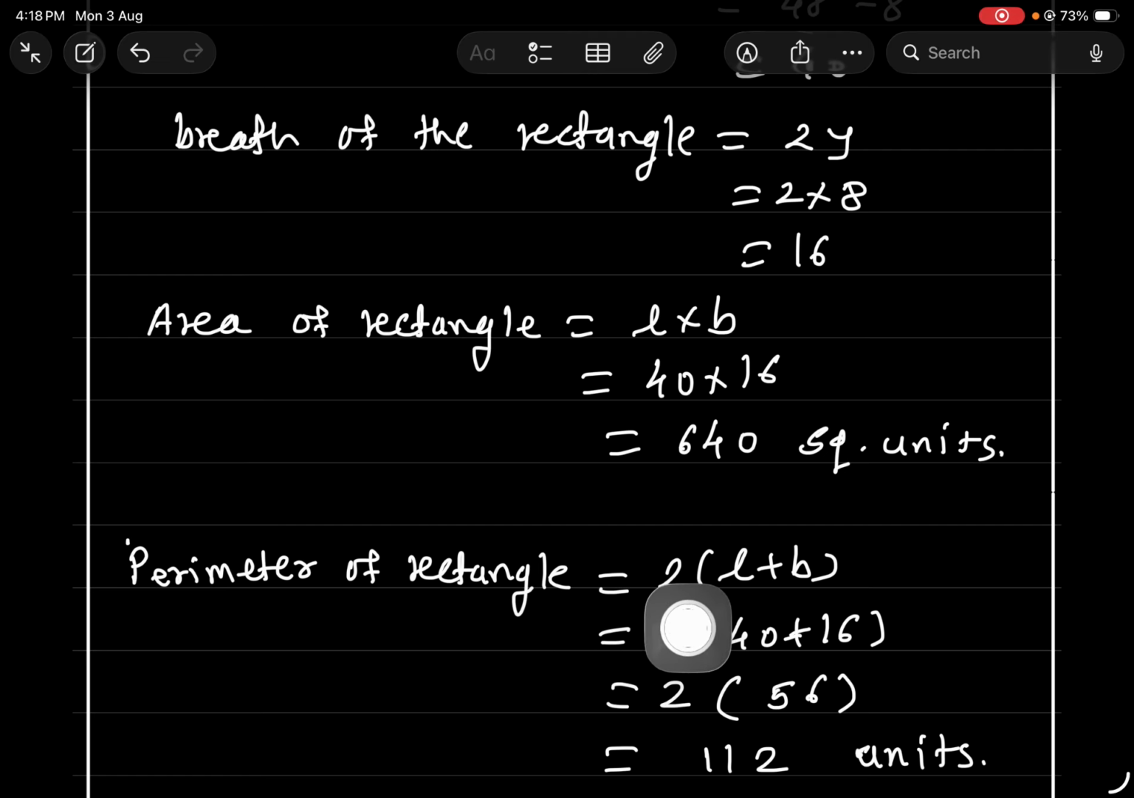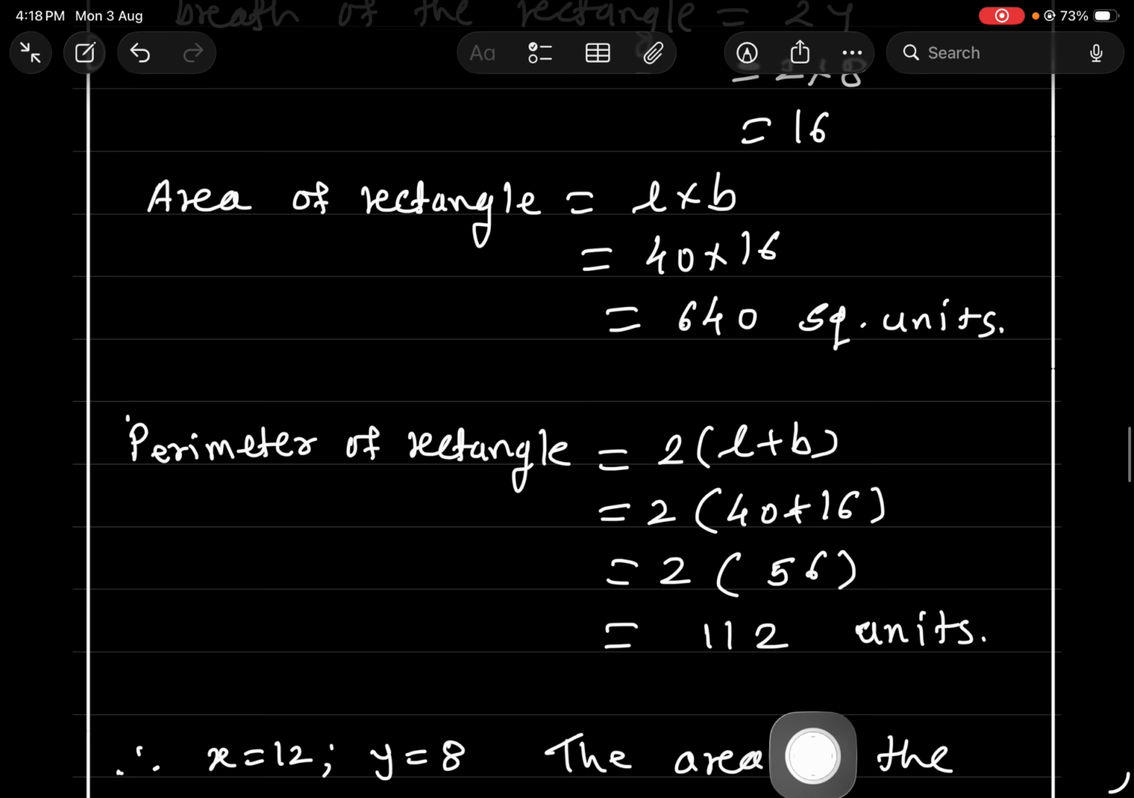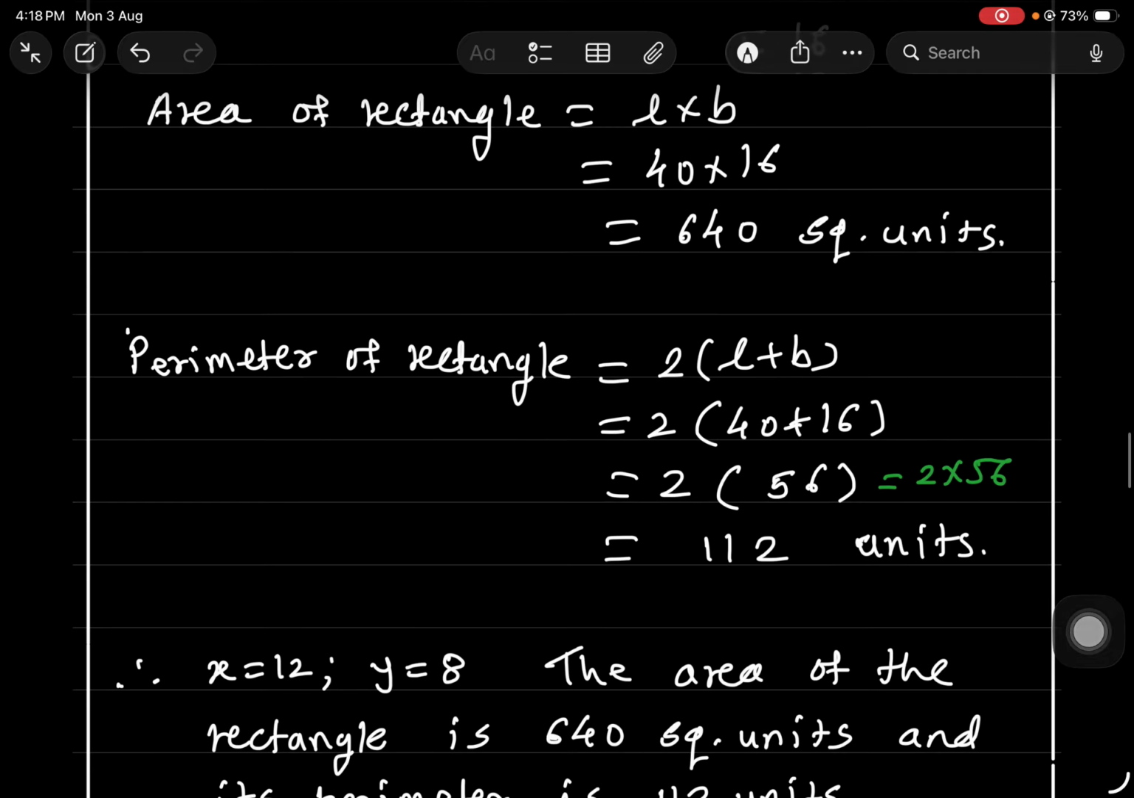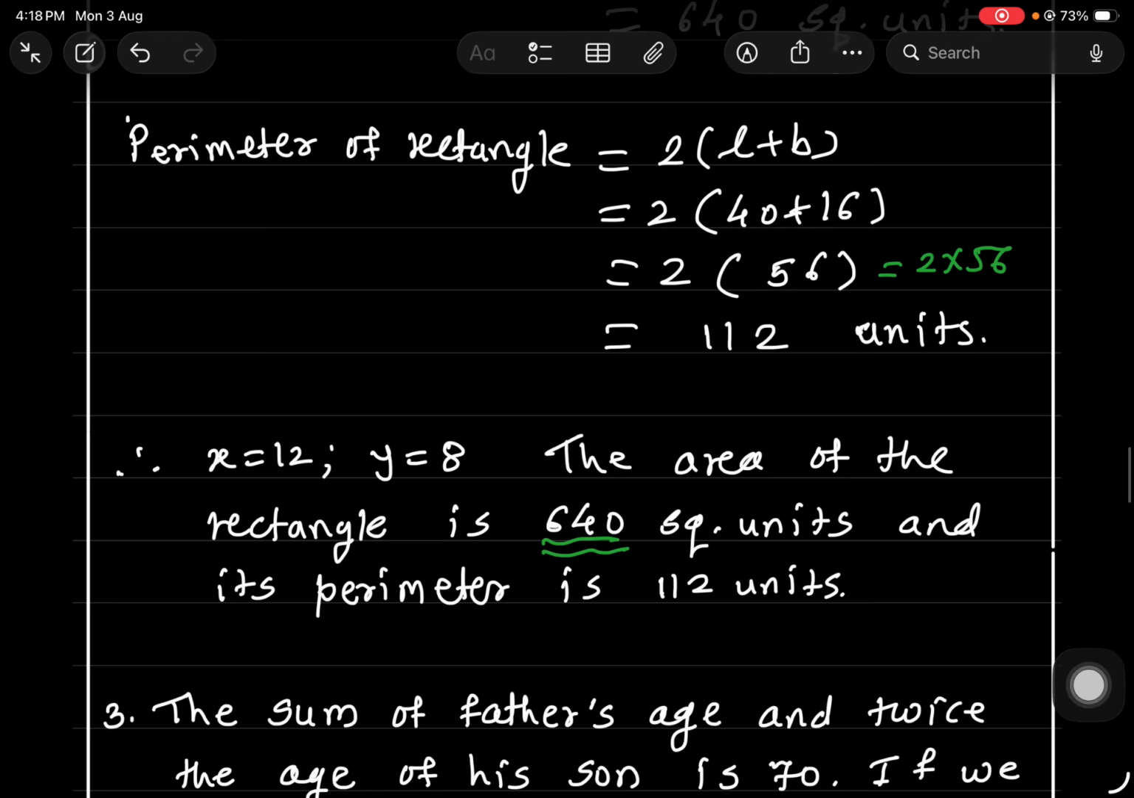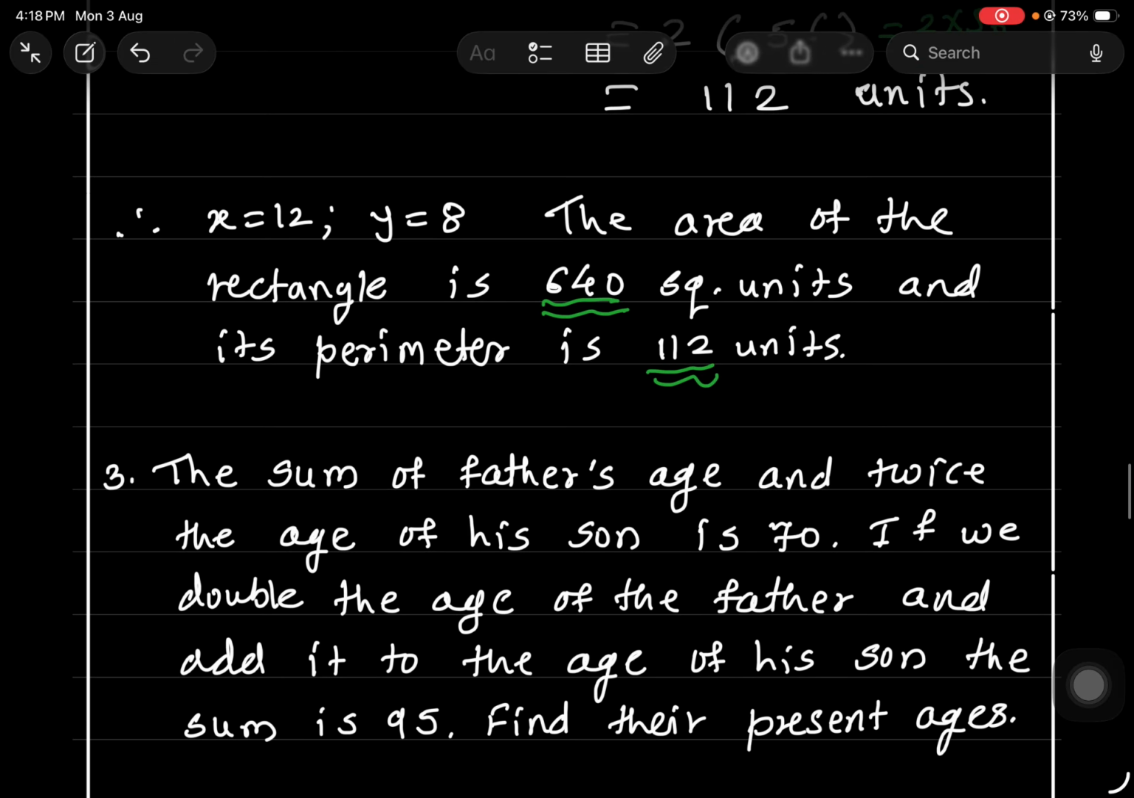Perimeter of rectangle formula, you know that, 2 in bracket L plus B. 2 as it is, L is 40 and B is 16. So 2 as it is, add this, 40 plus 16 is 56. 2 into 56 means what? 112. Area is called square units. It is a perimeter, so it is only units, 112. So x equal to 12 and y equal to 8, and the area of the rectangle is 640 square units, and the perimeter is 112.